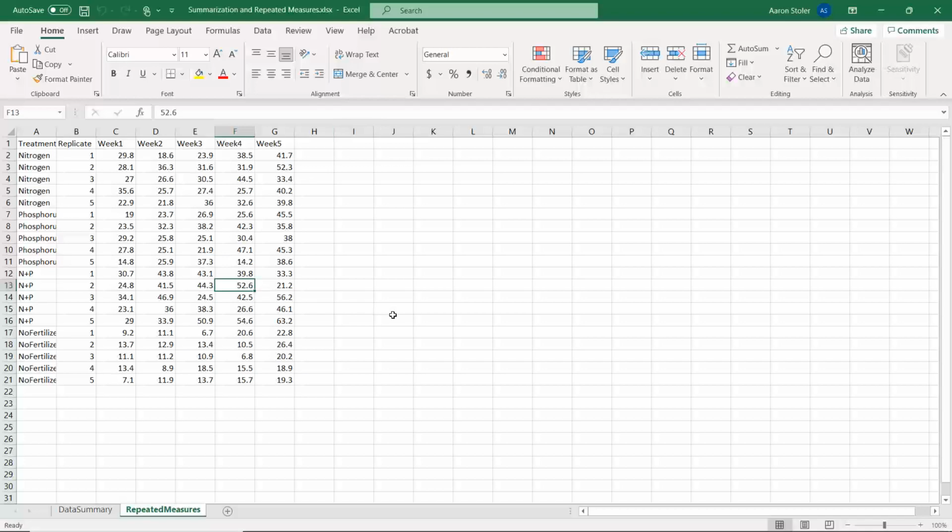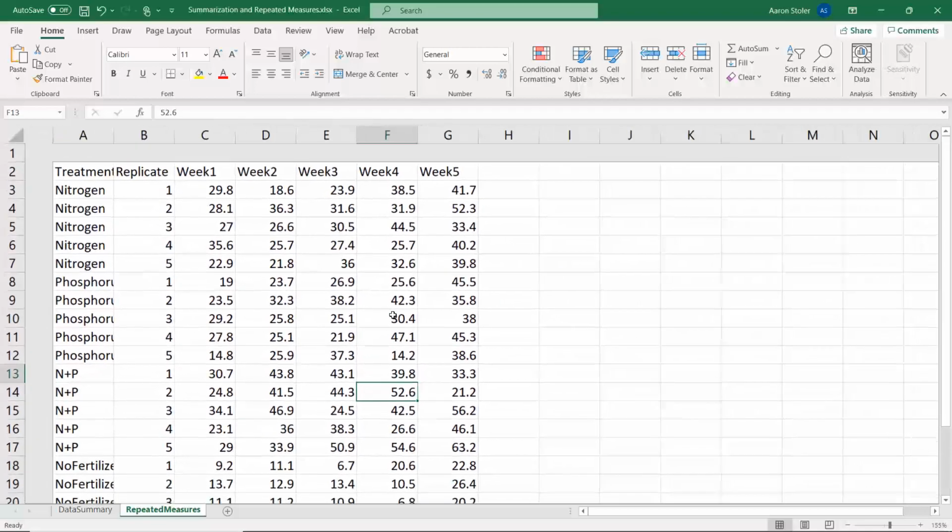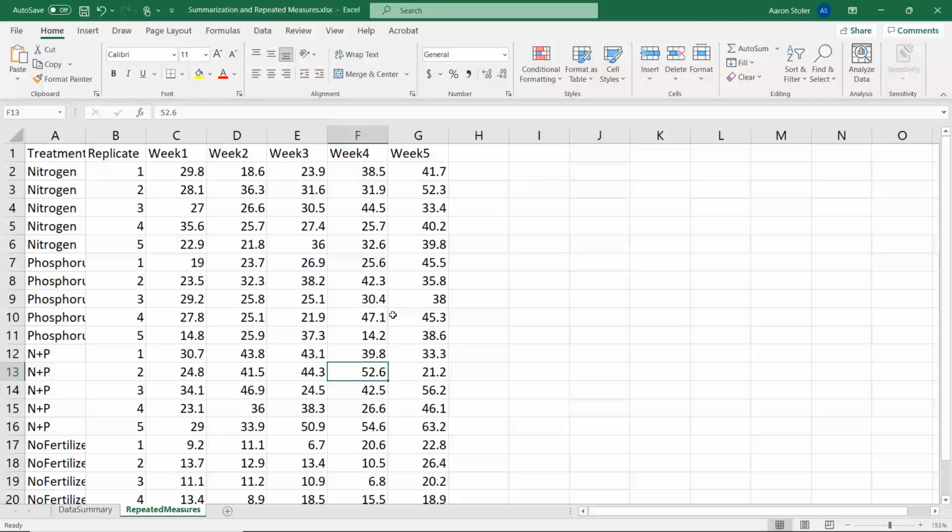Now, what I have given you is the growth of plants in various nutrient addition or fertilizer addition treatments: nitrogen, phosphorus, nitrogen plus phosphorus, and then my control of no fertilizer. I have 5 replicates for each fertilizer treatment. And what I want to do is graph the growth, the average growth per week for each of the treatments.